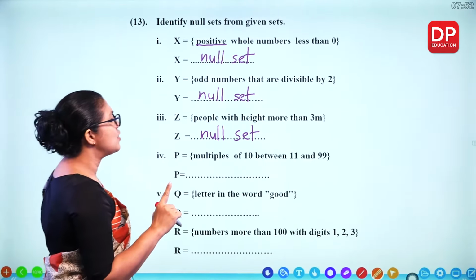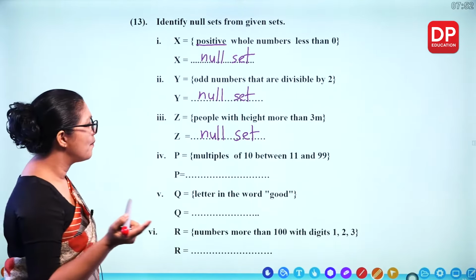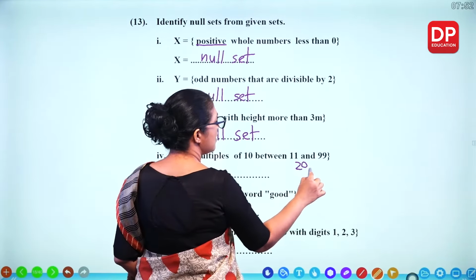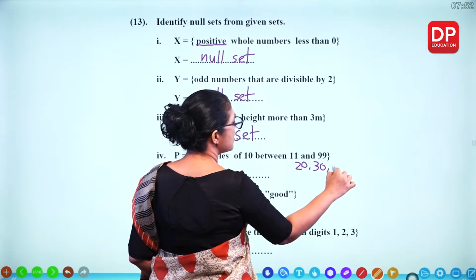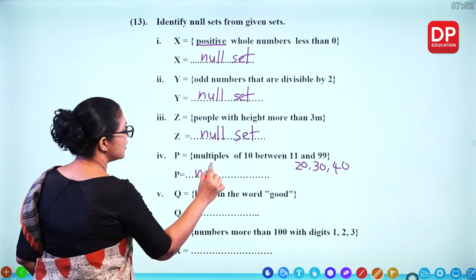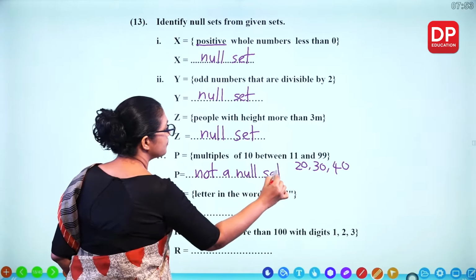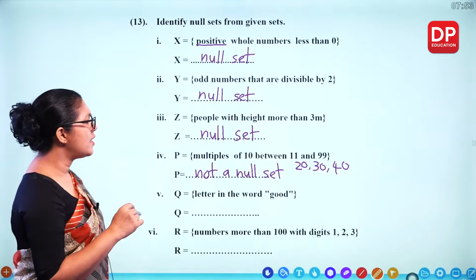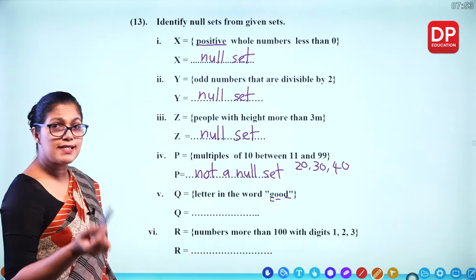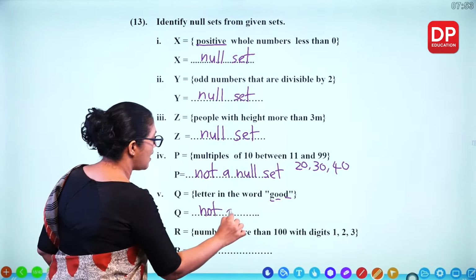Multiples of 10 between 10 and 99. You get multiples of 10. What are the multiples? 20, 30, 40. So there are elements. So this is not a null set. Letters in the word good. G is there, O is there, D is there. So letters are there in the set. So that's not a null set.